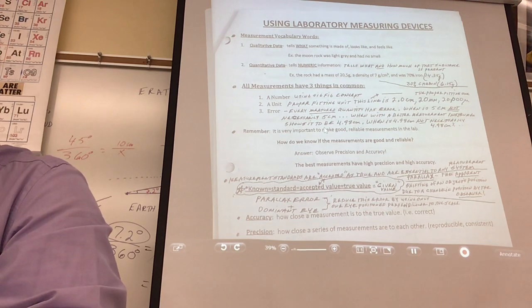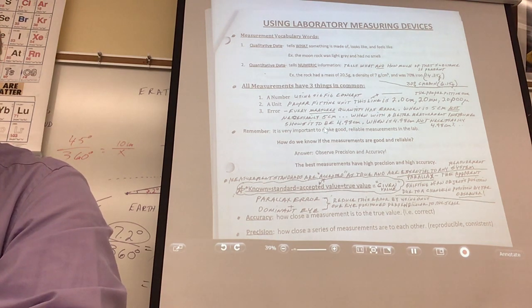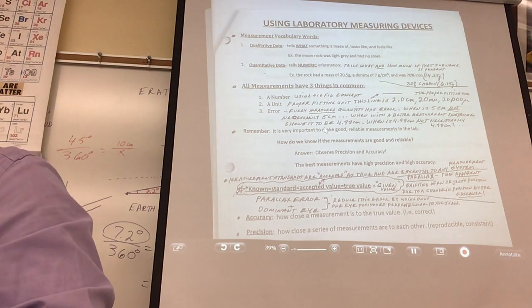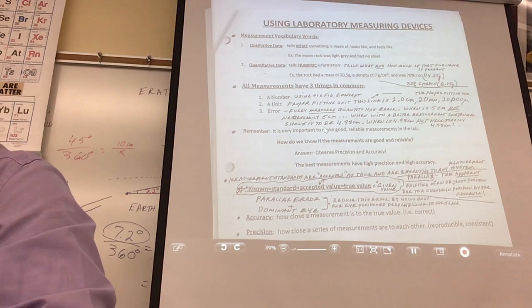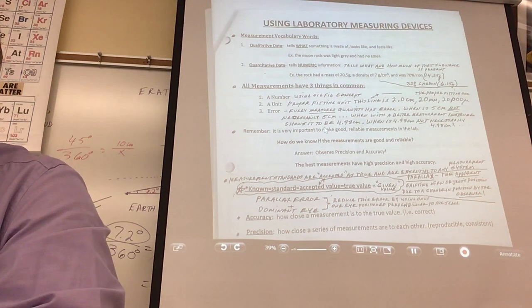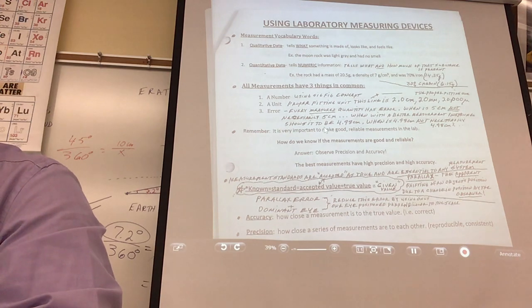Pretty easy. All measurements contain 3 things they have in common. They have a number. Guess what? We just got done talking about the numbers. They're called significant figures. That's how that fits in. It has a unit, and it has error. Every measured number has error.